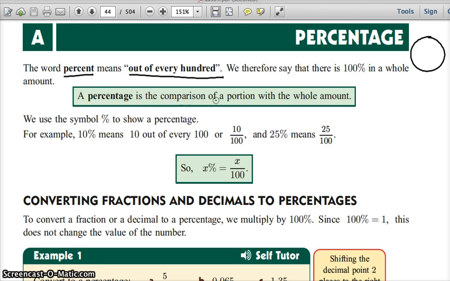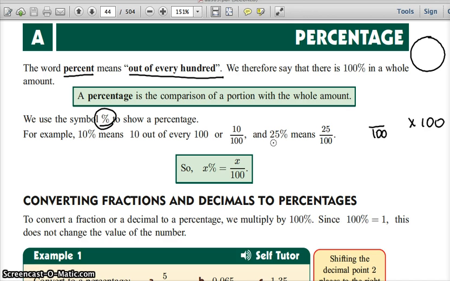A percentage is the comparison of a proportion with the whole amount being 100, and of course the very basics are we use the percentage symbol. For example, 10% means 10 out of every 100. So it's always out of 100. Hence, very often you'll either be dividing by 100 or multiplying by 100, depending on what the question is asking you. So percentage is the total whole being 100, and what proportion of the question is that?